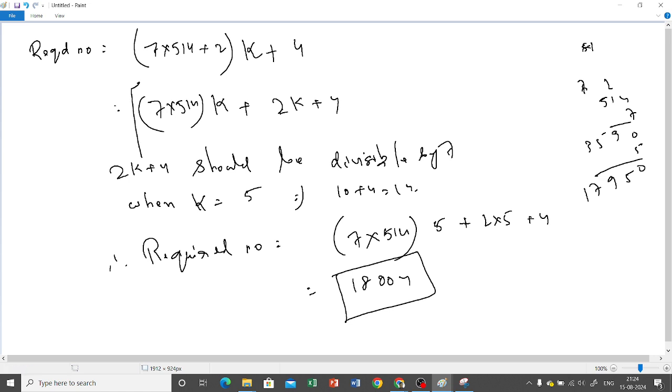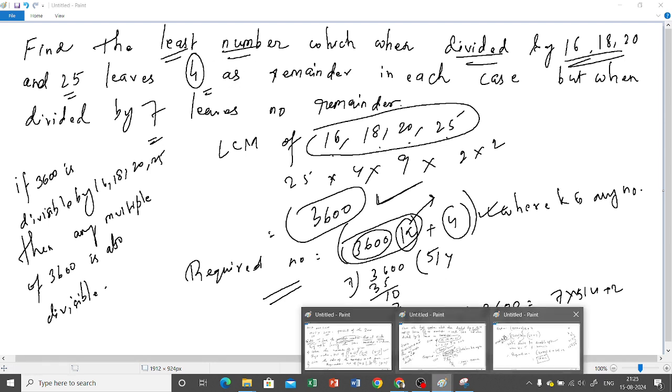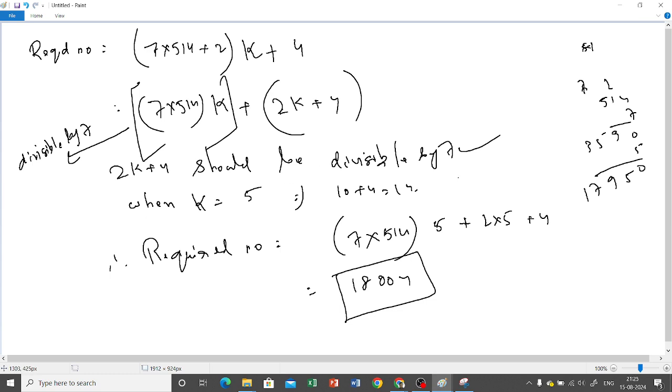Now see, this part is divisible by 7. Yes or no? This part is divisible by 7 because it is 7 into 514 into k. So 7 is there. That means this is a multiple of 7. What I need to make sure is that 2k plus 4 is also divisible by 7. Why? Because in my question it is given that the least number leaves the remainder 4, but when divided by 7 leaves no remainder. So 2k plus 4 should be divisible by 7.